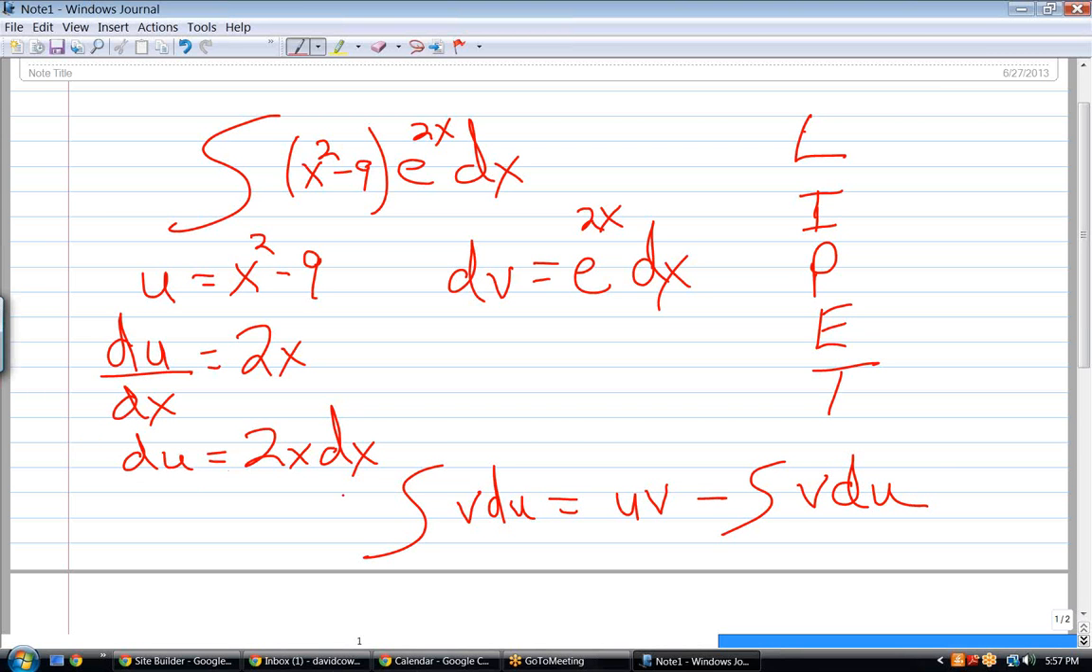Well, we've got a du. We need what else next? U, which would equal... Well, we got u already. U is that. Du is that. So now we know dv, the only thing left is v. V, which is e to the 2x. Not quite. What's the antiderivative of e to the 2x? 2e to the 2x? It's e to the 2x divided by the derivative of the inside, which is 2.